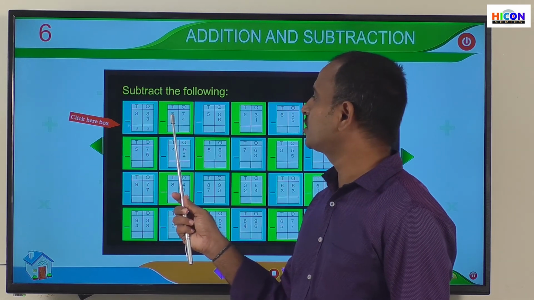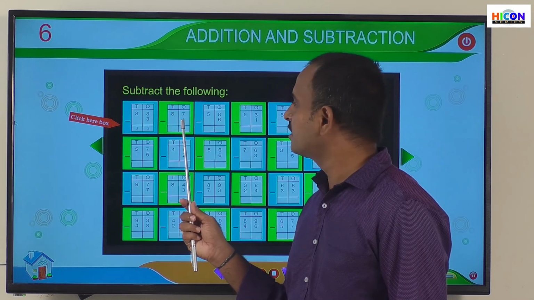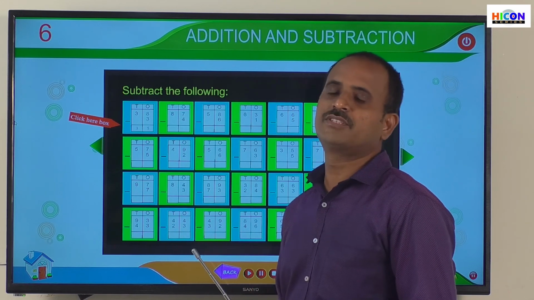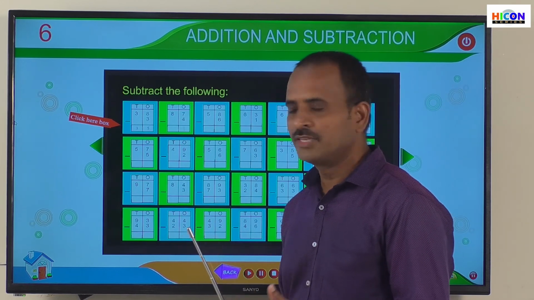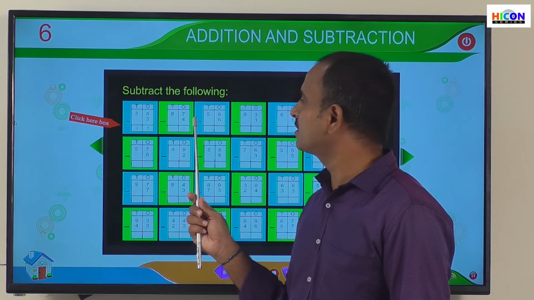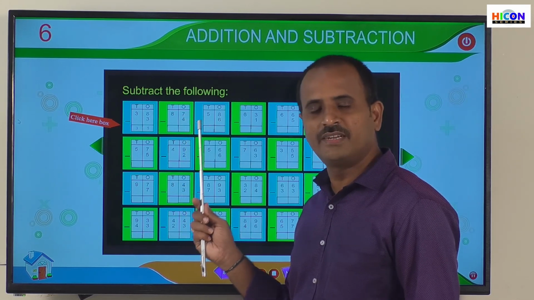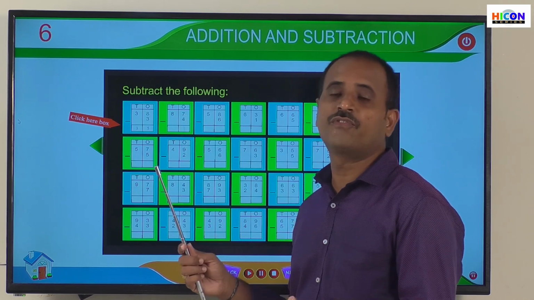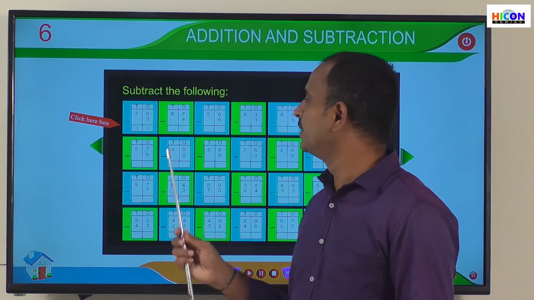So here the first number is 87 and the second number is 4. So start subtraction from the ones place. So subtract the digits present in the ones place first. What are the digits here in the ones place? 7 and 4 are present in ones place. So open 7 fingers and close 4 fingers, and the remaining fingers will be the answer.